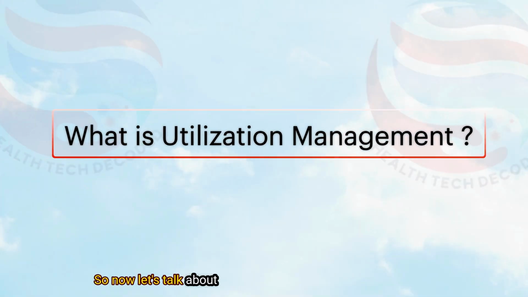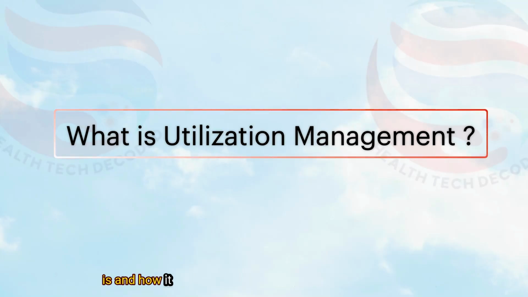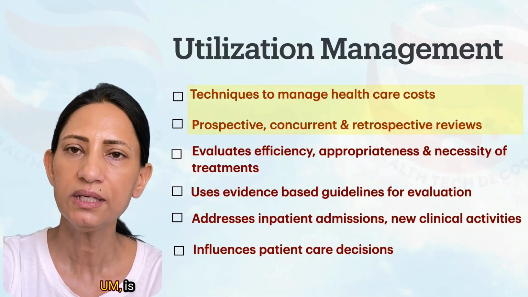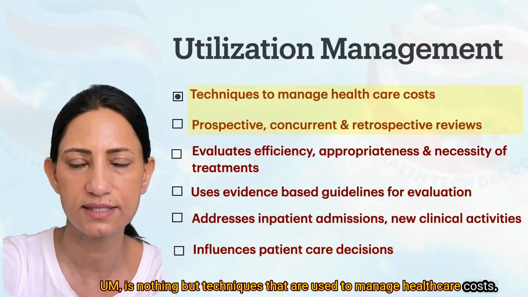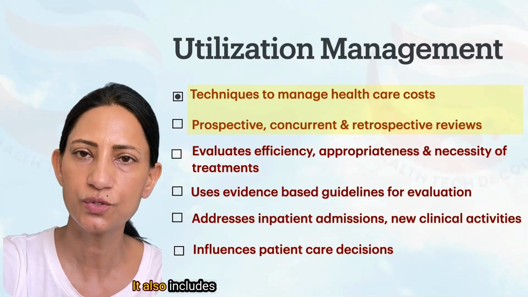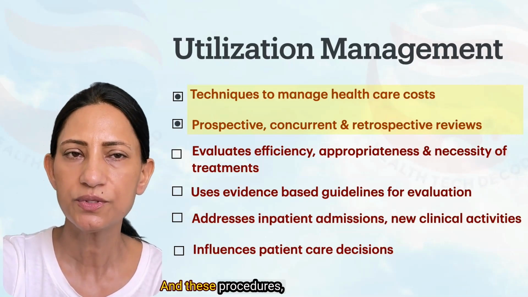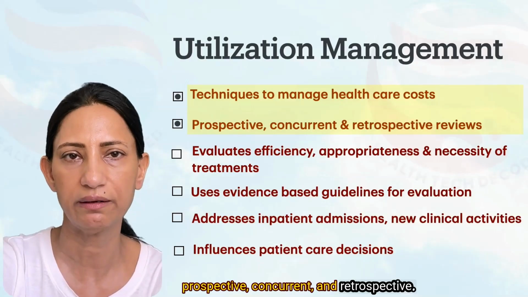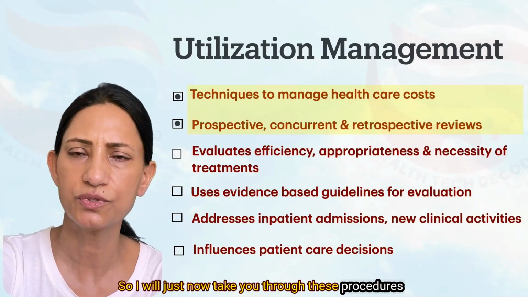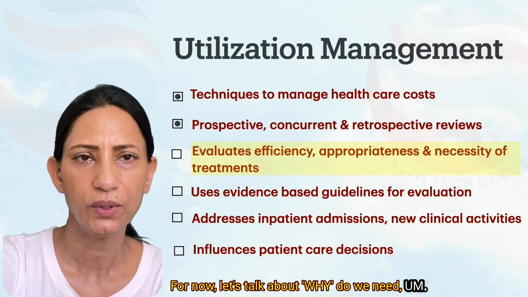So now let's talk about what exactly utilization management is and how it is used by insurance agencies and the payers. UM is nothing but techniques that are used to manage healthcare costs. It also includes procedures that are used to conduct reviews. And these procedures fall in three categories: prospective, concurrent, and retrospective. I will take you through these procedures in detail. For now, let's talk about why we need UM.